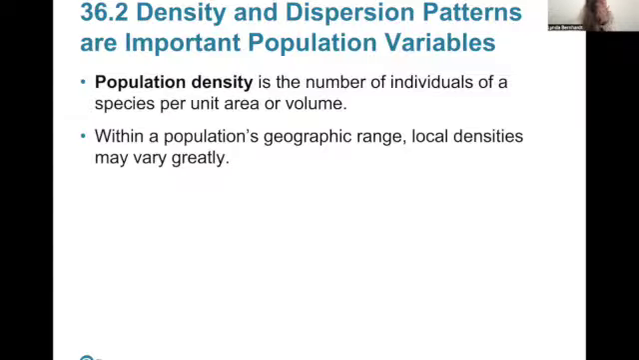Population density. This is the number of individuals of a species per unit area or volume. Basically, how dense is it? How many are crammed into the space? Different species require different amounts of space around them. So like pandas, they like to be alone. So they need a whole huge range of the bamboo forest in order to survive.